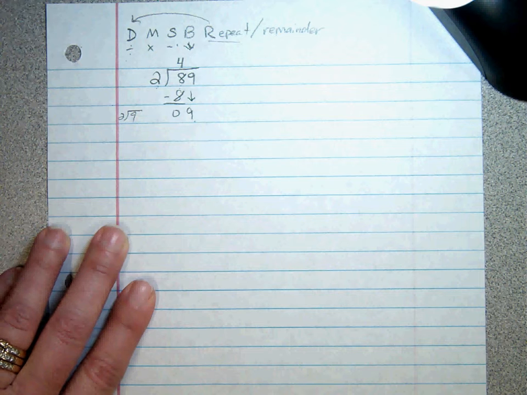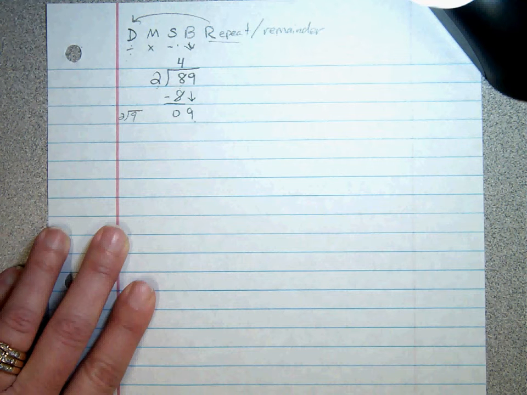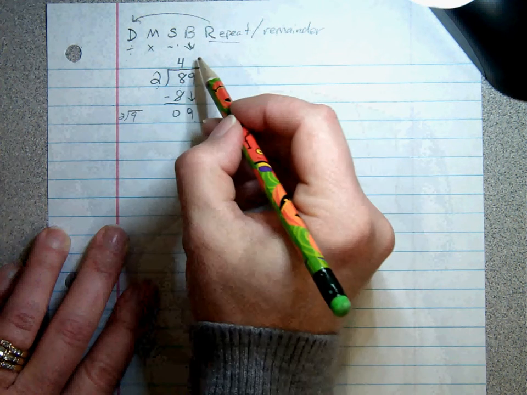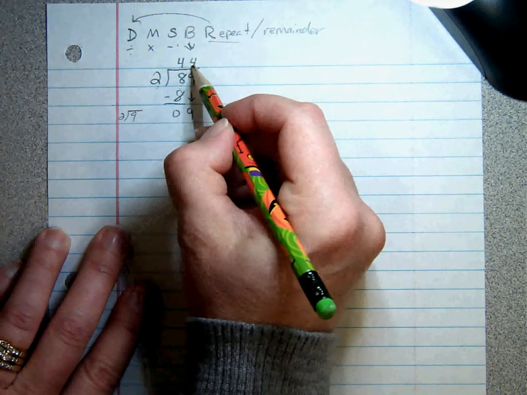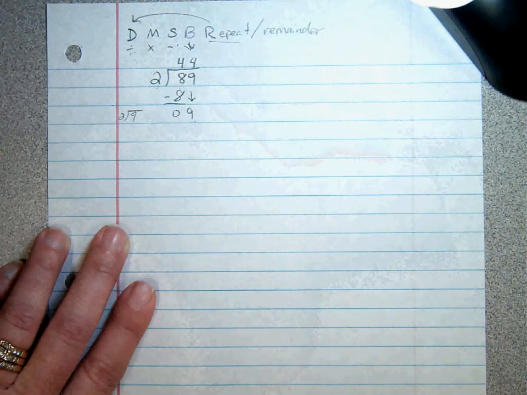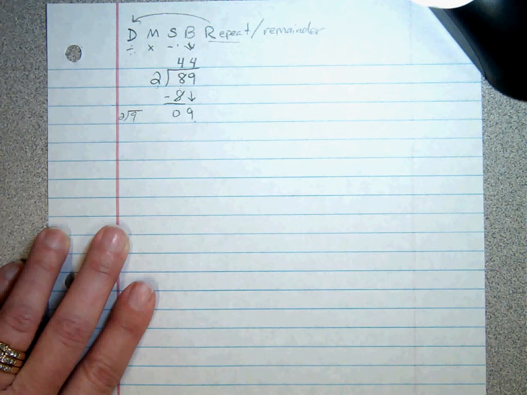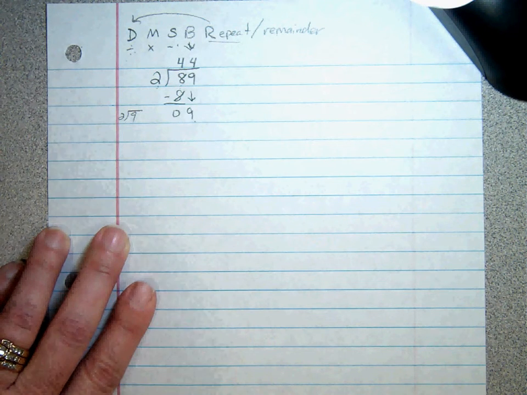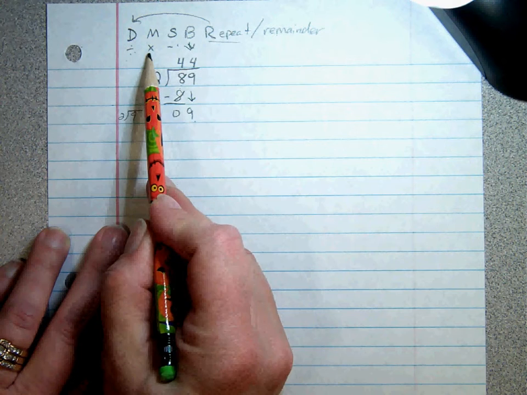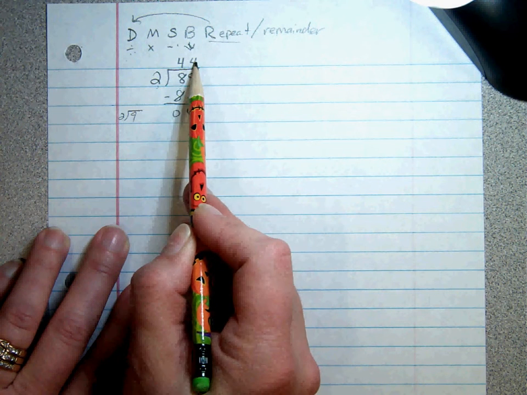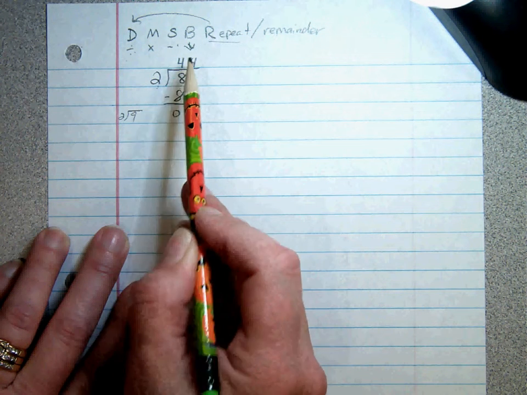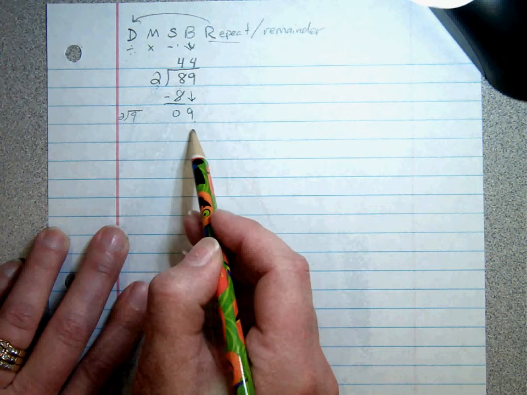How many times will 2, or division step, 2 will go into 9 without going over? Chase? 4. We write the answer to the division step above the 9. That's what we're focused on. Okay? I'll give you a second. All right. Now we're at the multiplication step. 4, just this 4, not both. 4 times 2 equals 8.